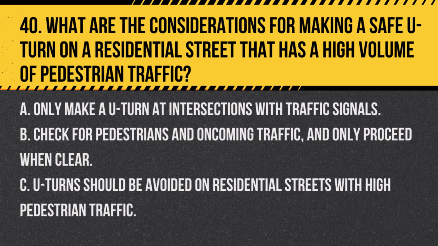Question 40. What are the considerations for making a safe U-turn on a residential street that has a high volume of pedestrian traffic? A. Only make a U-turn at intersections with traffic signals. B. Check for pedestrians and oncoming traffic, and only proceed when clear. C. U-turns should be avoided on residential streets with high pedestrian traffic. Answer: B. Check for pedestrians and oncoming traffic, and only proceed when clear. Safety of pedestrians and other vehicles must be a priority.